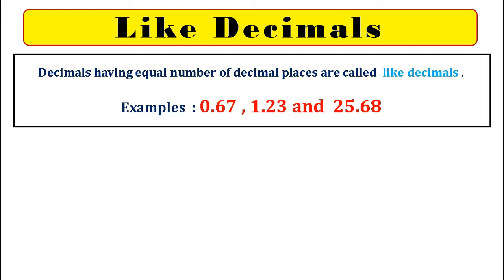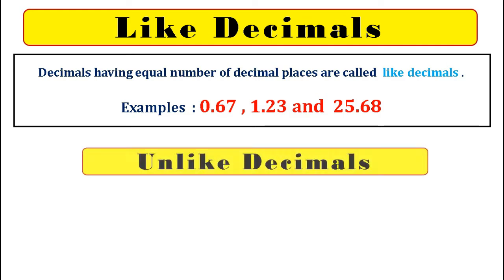The decimal places are represented by the number of digits present after a decimal point. Here, all the three examples have equal number of decimal places. That is, they have two digits after the decimal point.